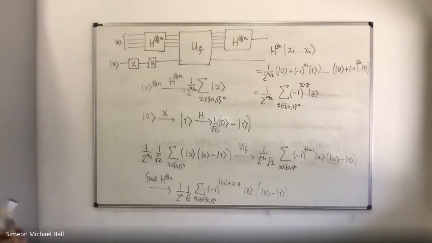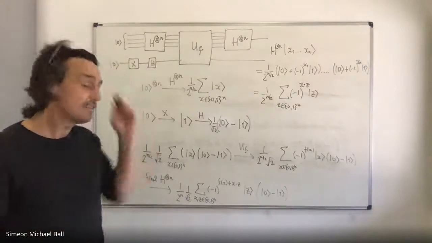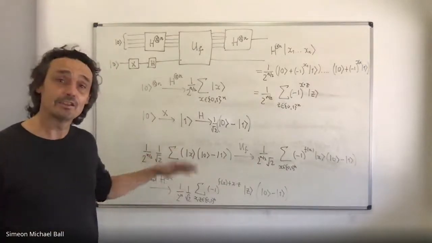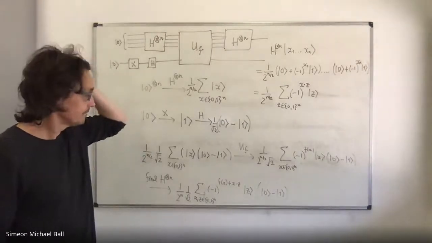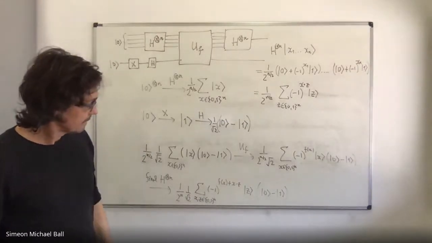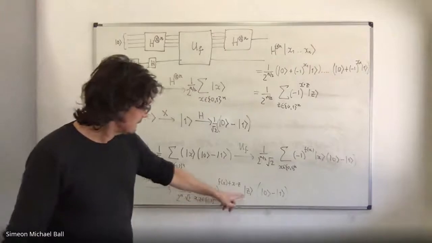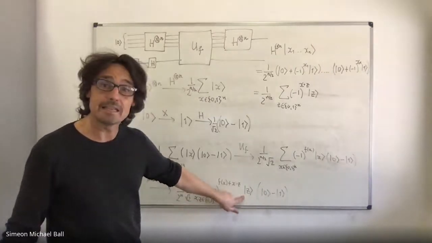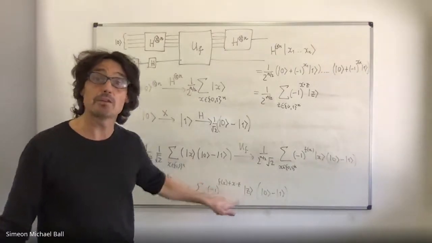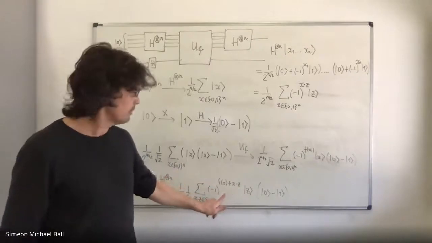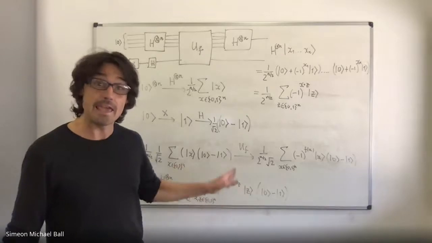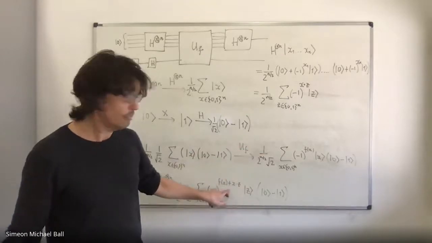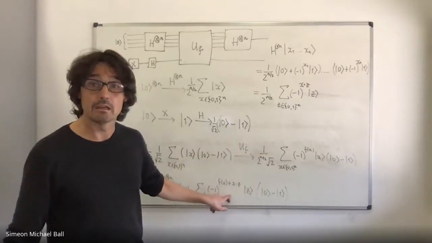Now, what happens if we measure the first n qubits? Well, we're going to get each one of these possibilities z with a probability depending on its amplitude, or what we would call a coordinate. So depending on what this a is here.